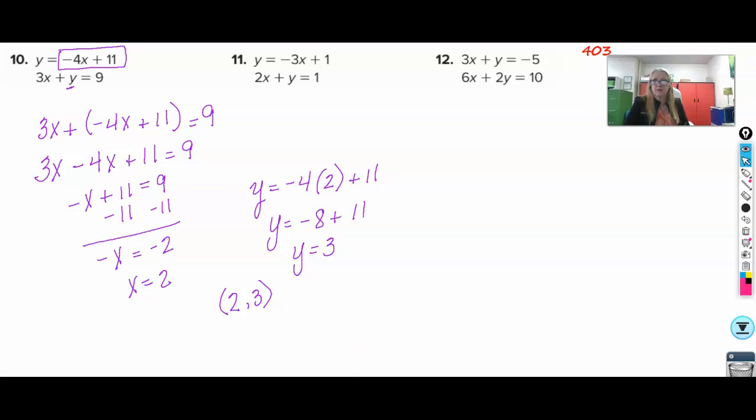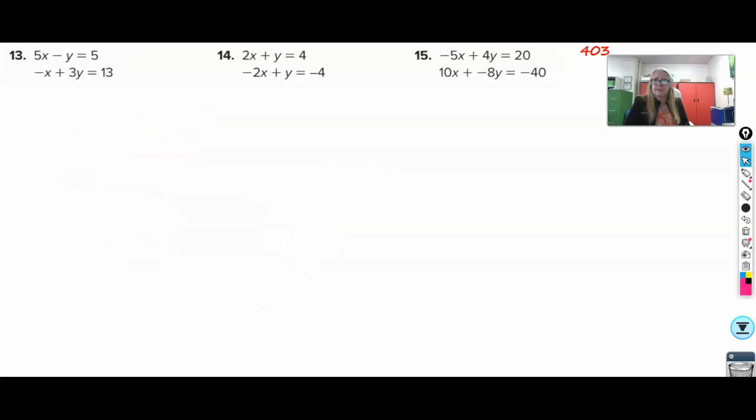Yeah. What else do we have? I want to do a nasty one. Number 15 looks like a beast because there are coefficients on everything. All right, so maybe I'll do number 13 and number 15. That way you get 2 more examples.